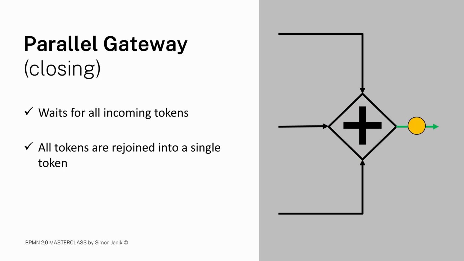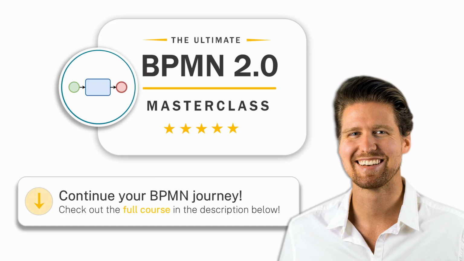This behavior is known as synchronization, and it's crucial to avoid deadlocks or race conditions in your process model, but more on that later. For now, just remember, the parallel gateway is perfect when tasks can or must be performed simultaneously.